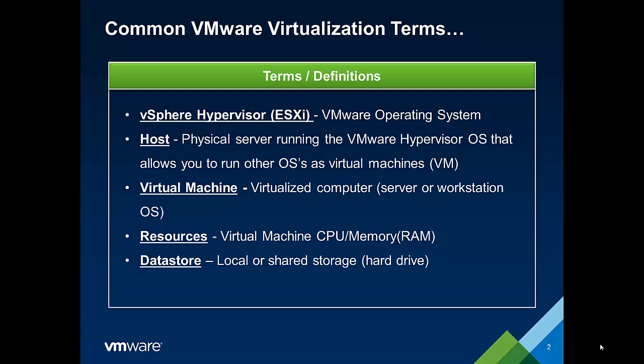Resources is kind of a general term, and it usually references a virtual machine's CPU or RAM memory, just like it would on your physical desktop at your house. It's just virtualized and shared on a host. And then there's a data store. A data store is simply local or shared storage. It is essentially the same as the hard drive on your computer at home. And that is what a data store is. That's where all of the virtual machine's files will be kept.